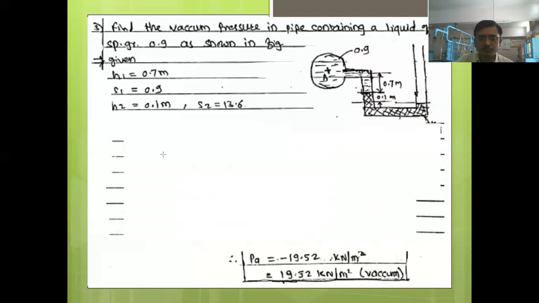So here the datum line is, this is the lower level of the mercury. So here you can draw the datum line like this. So what is the condition to solve this? We have to use the condition under equilibrium condition. When equilibrium is reached, the pressure head in the left limb above the datum must be equal to the pressure head in the right limb, right?